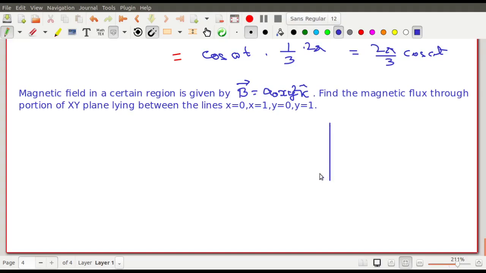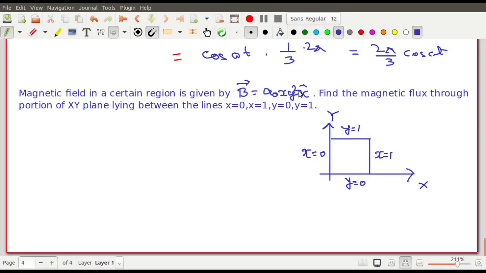আচ্ছা, এখানে তুমি দেখো এখানে একটা ম্যাগনেটিক ফিল্ড অ্যাপ্লাই করা হয়েছে। What is the region? X equals to 0 মানে y axis, x equals to 1. So this is the region. This line is x equals to 0, this line is x equals to 1, this line is y equals to 1, and this line is y equals to 0. This is your x axis, this is your y axis. Fine, fantastic. So you need to find the flux through this region.